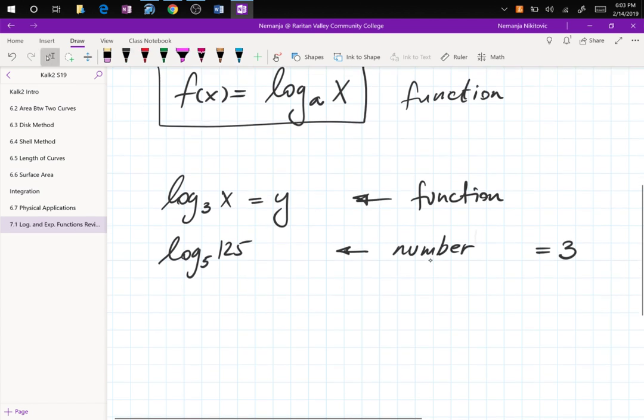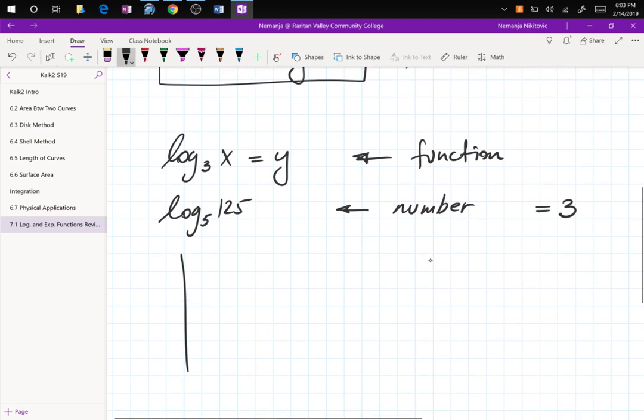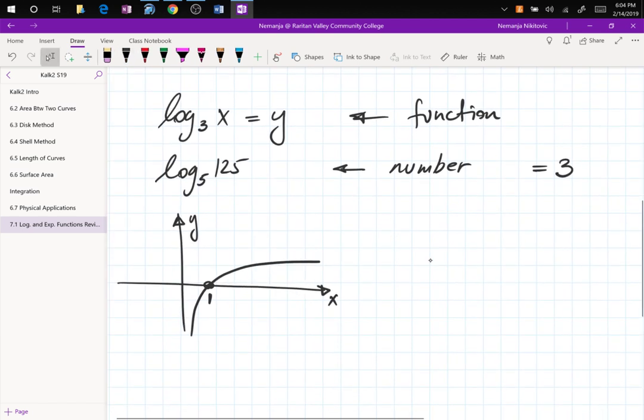It's very simple. The graph for logs goes through 1. It has the vertical asymptote at x equals 0, which is the y-axis. X-intercept at (1, 0). It's always increasing. So those would be some of the basic specs of the graph.